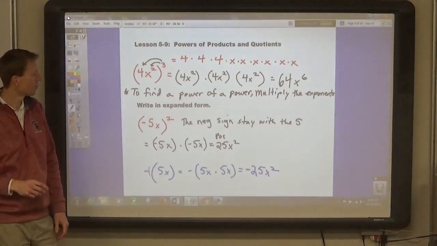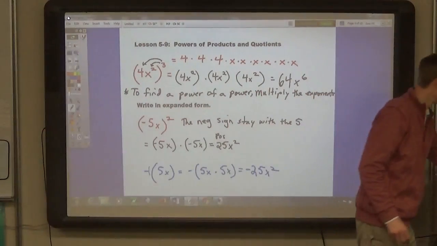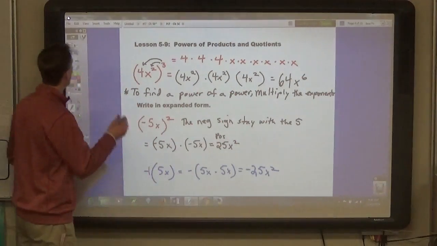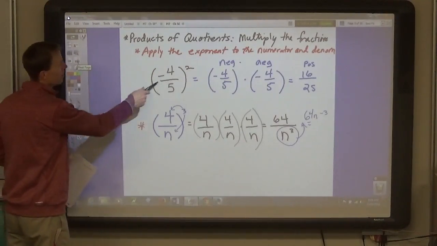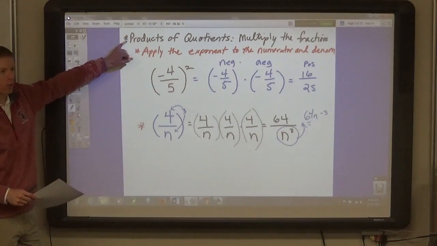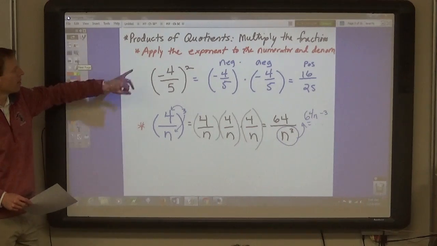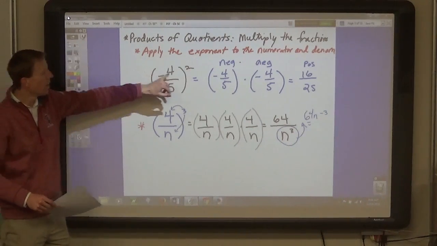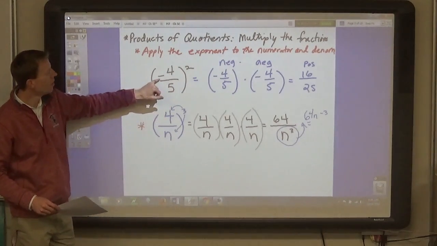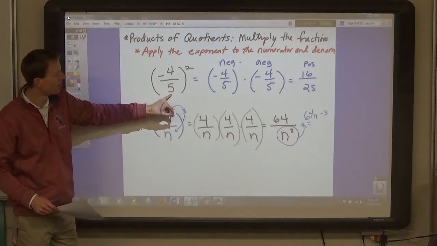Okay? Now, in lesson 5.9, if you look at your sheet and your homework assignment, we're going to be working with fractions with powers. Products of quotients. And when you're applying an exponent to a fraction, you apply it to both the numerator and the denominator.